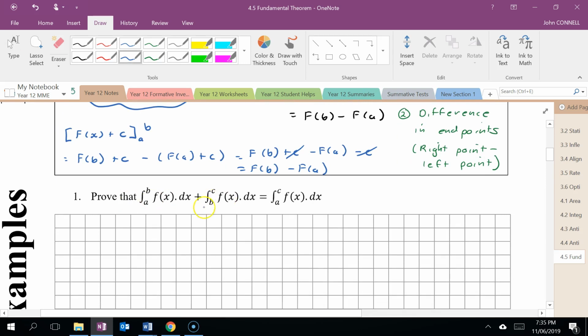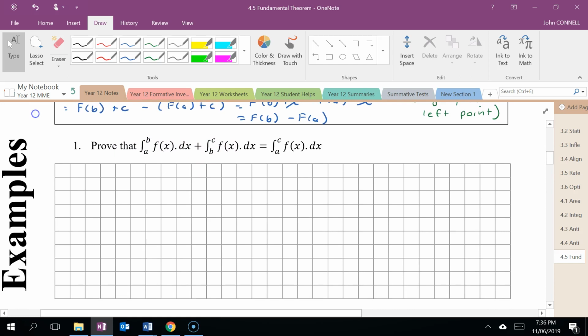So here we've got to prove one of our rules of definite integrals. If I have the integral from a to b of f of x dx, and we're going to add to that the integral from b to c of f of x dx. Now we can't say that that's equal to the integral from a to c because we haven't done that yet. So we just go left hand side equals, and out here I'm going to say that F of x is equal to the integral of f of x dx. Now I should probably have my plus c because here we're dealing with an indefinite integral.